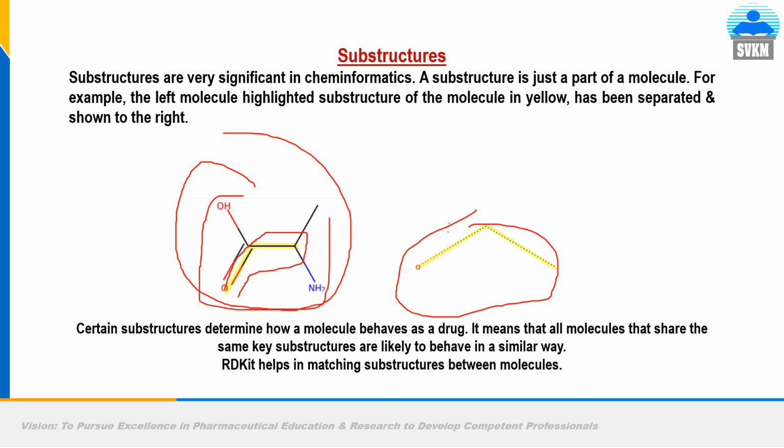So you will need to find this type of structure in the databases for going for a similarity search. It means all the molecules that share the same substructure are likely to, no guarantee, but yes, they are likely to behave in a similar way. RDKit, which is the cheminformatics library, helps in matching substructures between two molecules. With this, we finish substructure similarities and other related concepts.